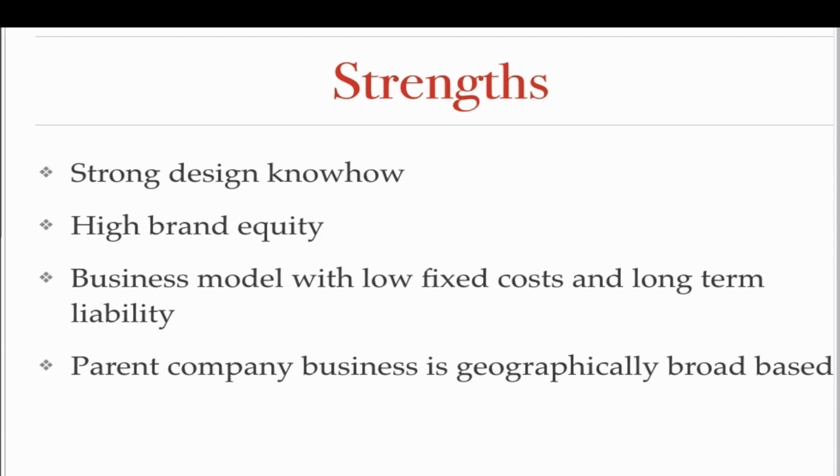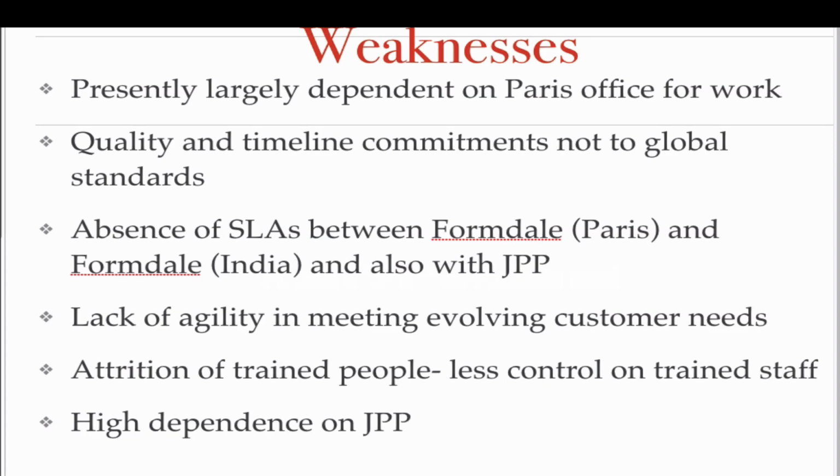What are the weaknesses? Presently, Farmdale India is largely dependent on the Paris office for work. Quality and timeline commitments are not to the global standards. Absence of SLAs between Farmdale Paris and Farmdale India and also with JPP. Lack of agility in meeting evolving customer needs. Attrition of trained people, less control on trained staff, and high dependence on JPP.